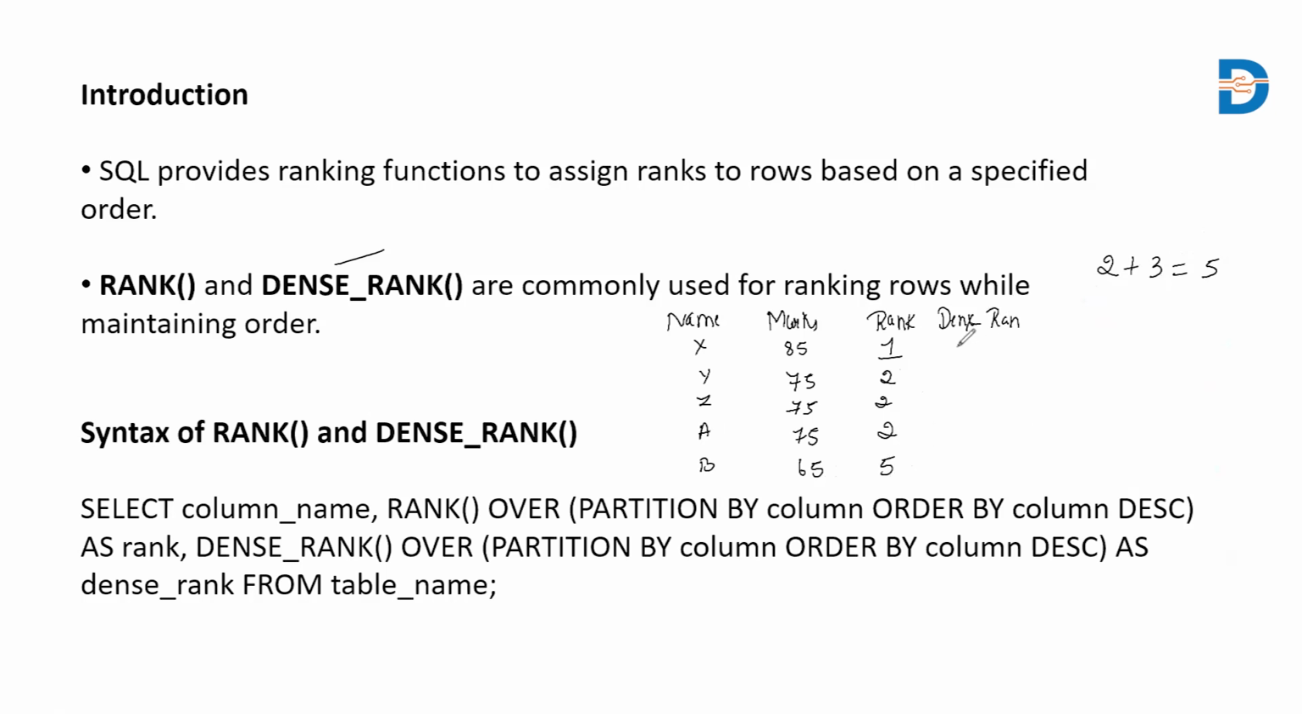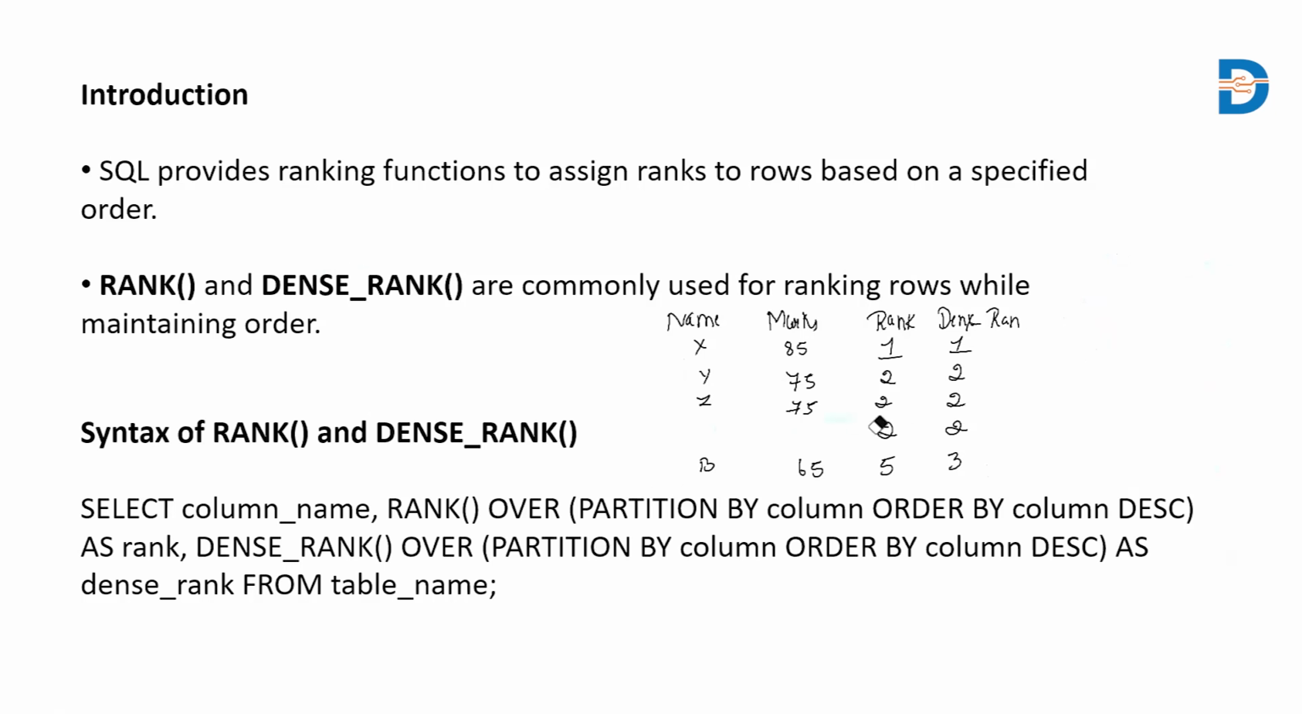If you are going with dense rank, the one who got 85 gets 1, then 2, 2, 2, and the one who scored 65 will get 3 only. So that is the difference between rank and dense rank in SQL.